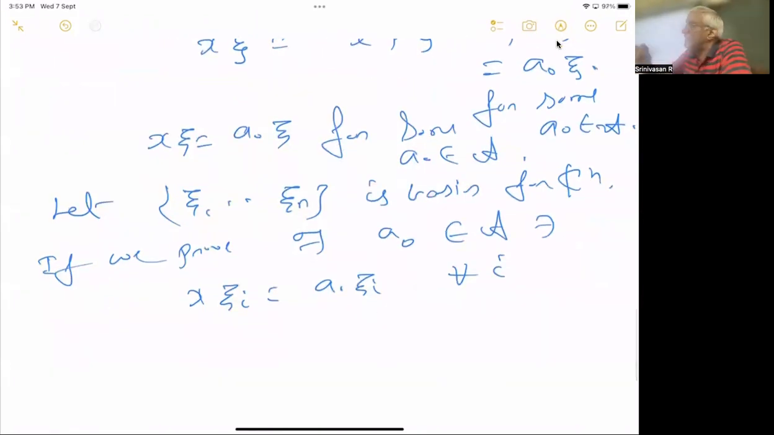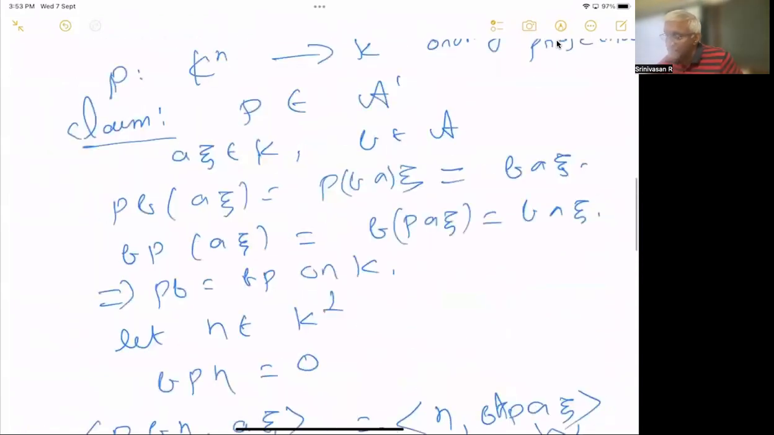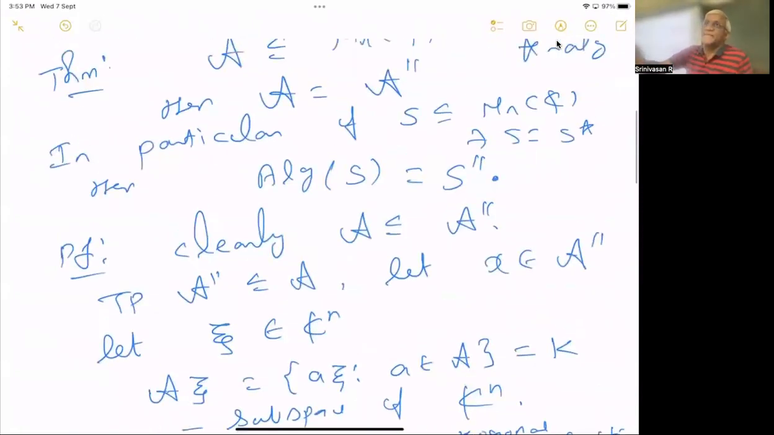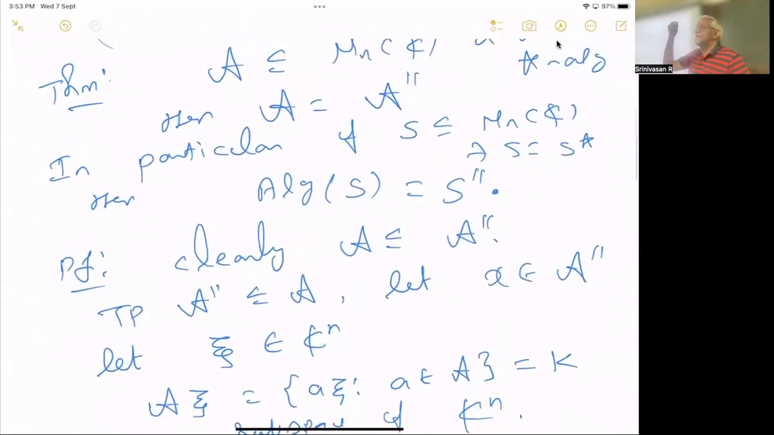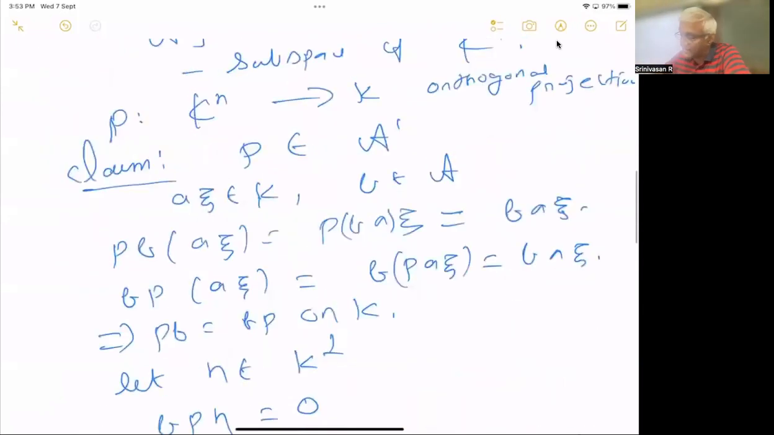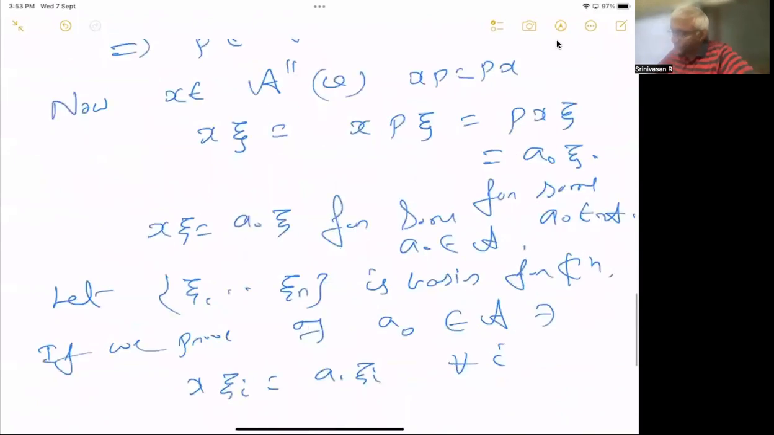But we have proved it for one vector, and we want to prove it for linearly independent vectors. In that case, x will be equal to A naught. Correct, that's what we want to prove. We have chosen x in A double prime. We want to prove that x is in A. So we have to get an element in A, which is x equal to A, whatever that A naught is. So that's what we want to do.